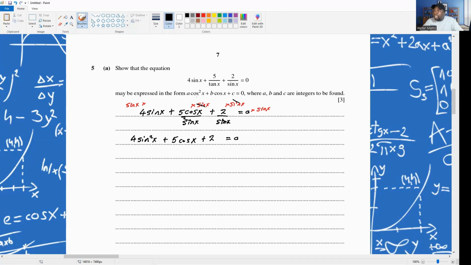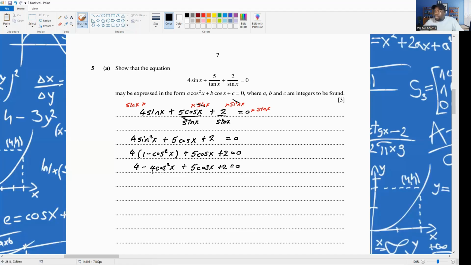Then it has to be in terms of cos. So on sine squared x, I'll use the identity that sine squared x is 1 minus cos squared x. So that's 4 minus 4 cos squared x plus 5 cos x plus 2 equal to 0. Now I'll take everything to the other side, or technically just divide everything by -1.